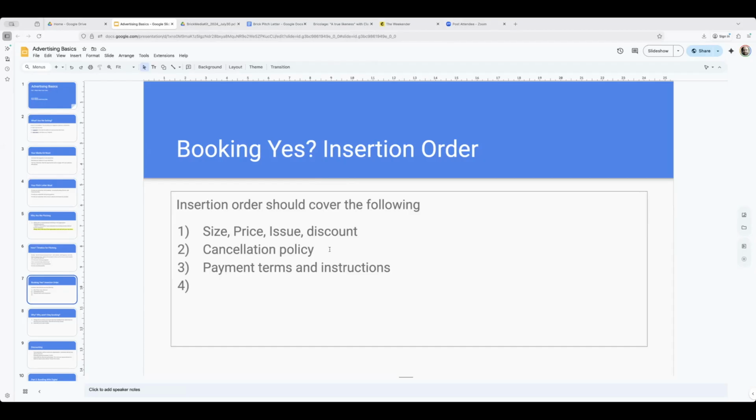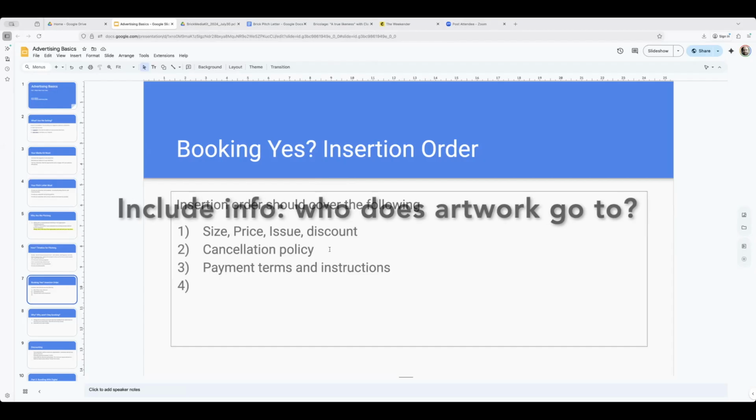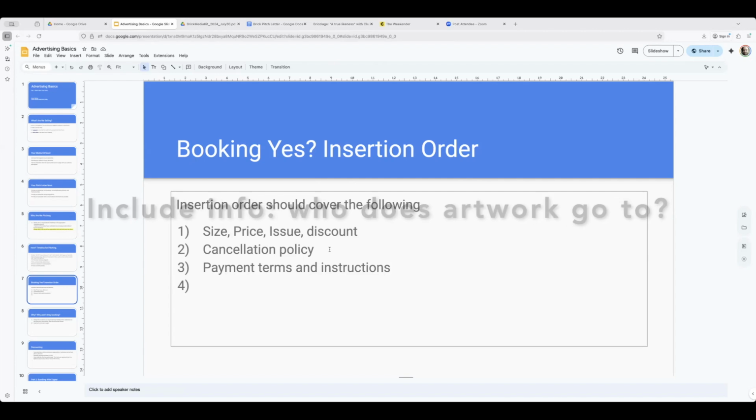So that's the good news, right? Booking, yes. Send them an insertion order. Also include on there where the artwork goes and who's responsible for that. When do they need it? Remind people when they need the artwork and where it goes. And you'll be getting reminders from this person. As I'm sending the insertion order, I try to connect whoever's responsible for artwork to the person sending the artwork so that we can make all that really clear and easy. The less confusion, the better.